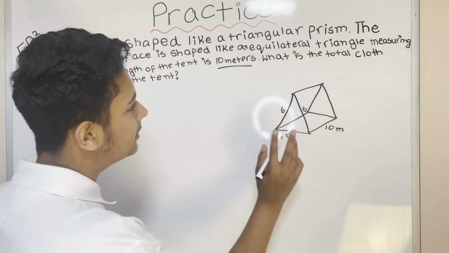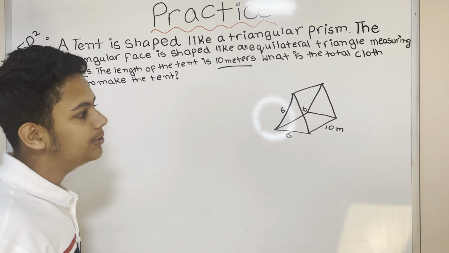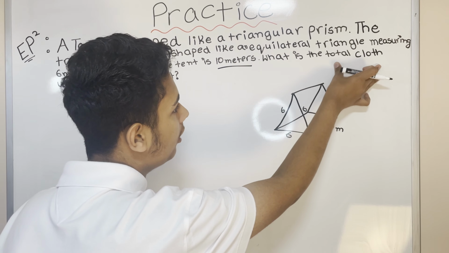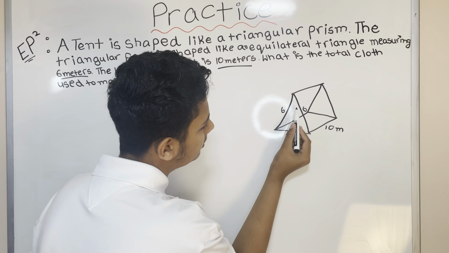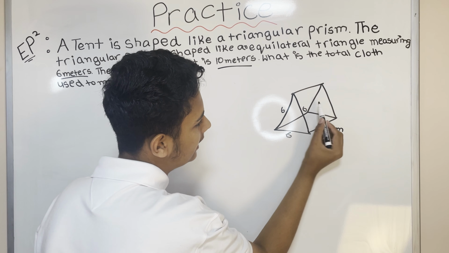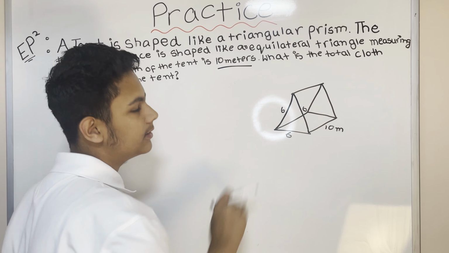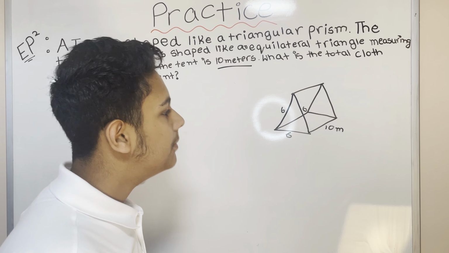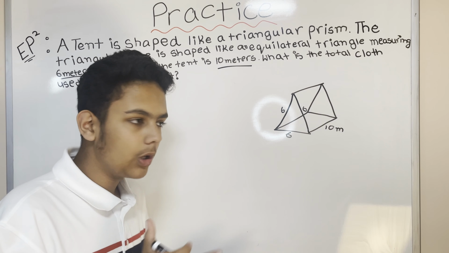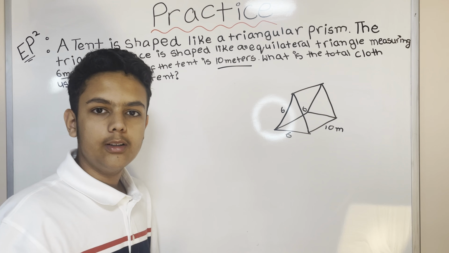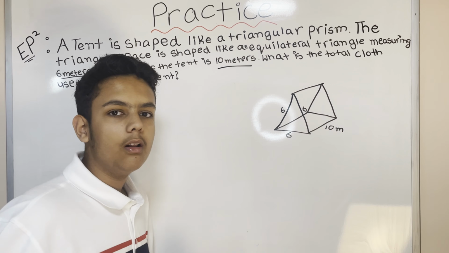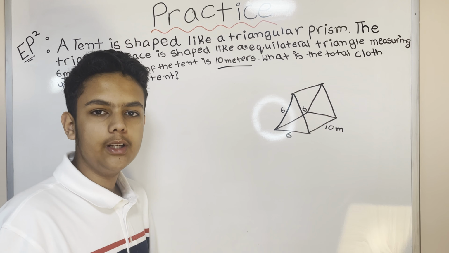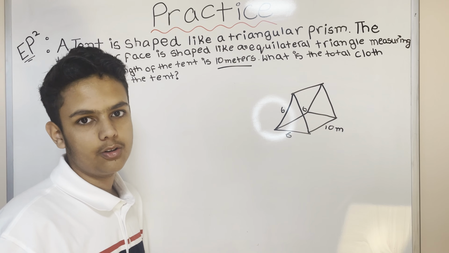Now we know the measures. What we have to do is find the cloth used to make the tent. Now the cloth is going to be at the front, at the back, and at the side, the two side rectangles. But in a tent, you never put cloth on the floor, so we don't have to find the surface area of the cloth. A lot of people just find the total surface area and then they get the question wrong.